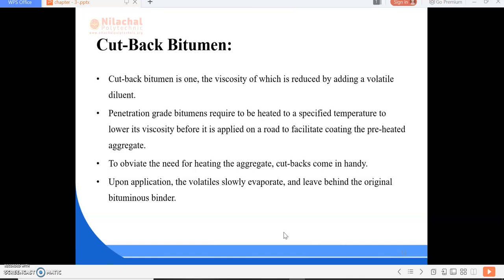Next is cutback bitumen. Cutback bitumen is one, the viscosity of which is reduced by adding a volatile diluent. Penetration grade bitumen is required to be heated to a specified temperature to lower its viscosity before it is applied on a road to facilitate coating the preheated aggregate. To offset the need for heating the aggregate, cutbacks come in handy. Upon application, the volatile slowly evaporate and leave behind the original bituminous binder.